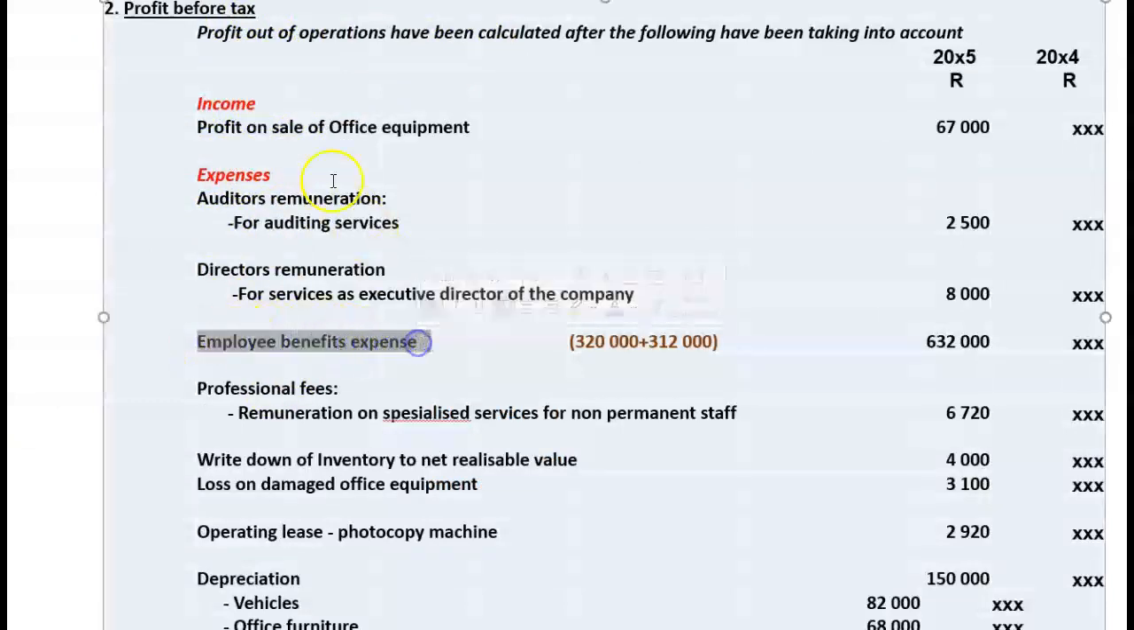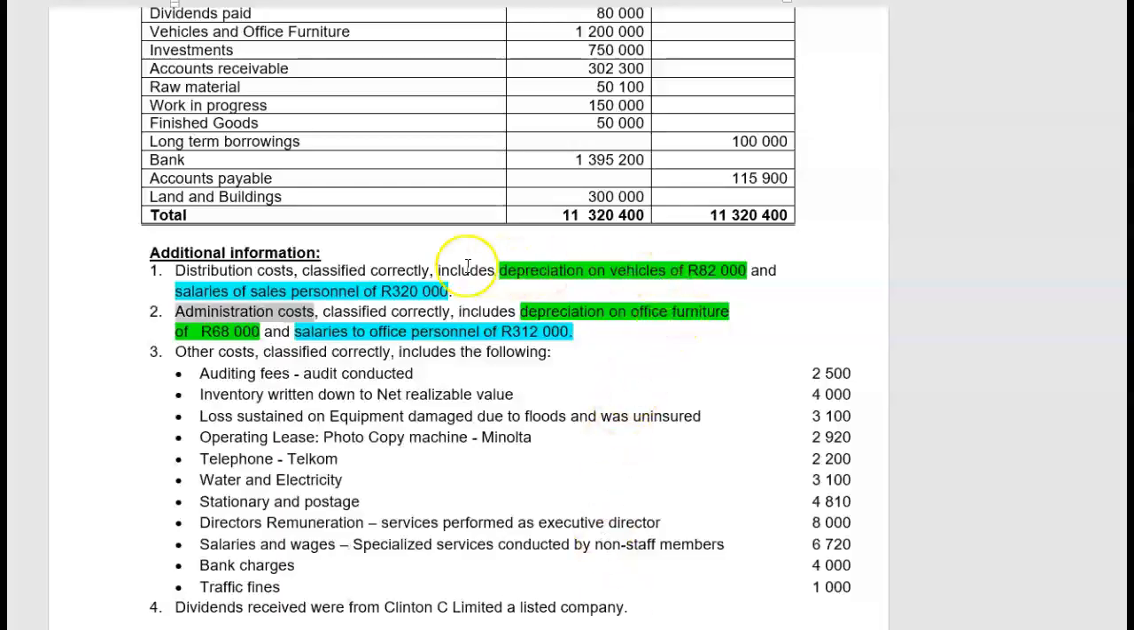Here's our employee benefits expense and the expenses. And in this note, it doesn't matter what the sequence of items is that you list here, as long as you list them all and you do not list unnecessary items. So here's our employee benefits. That was the 320,000 plus the 312,000. And there's our depreciation.